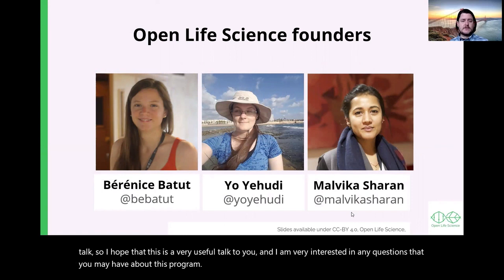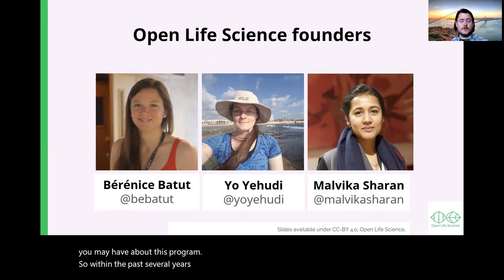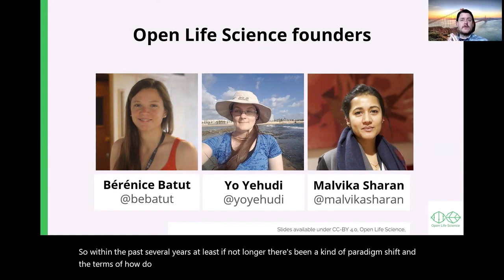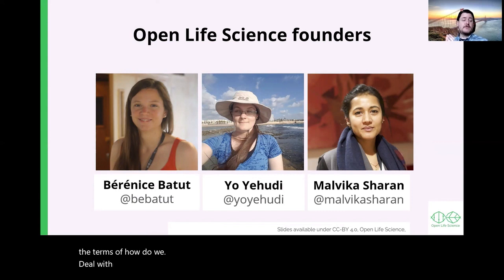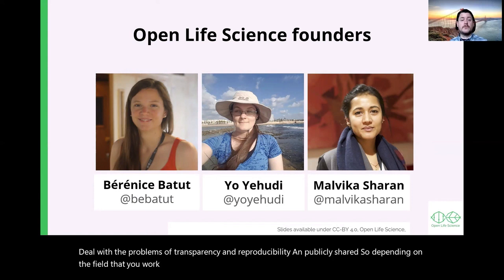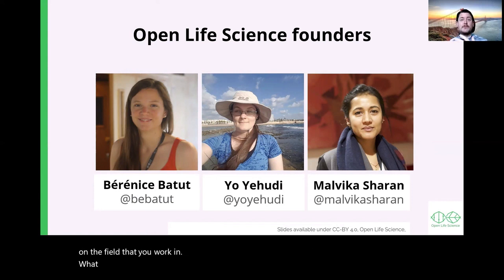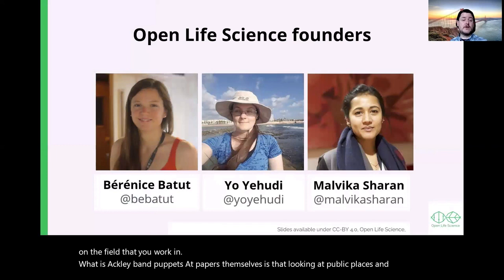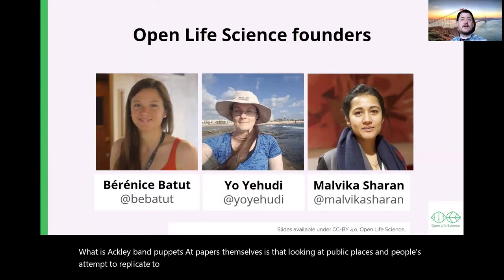So within the past several years, at least, if not longer, there's been a kind of paradigm shift in terms of how we deal with the problems of transparency and reproducibility in published research. Depending on the field that you work in, looking at published research and people's attempts to replicate the results, the actual percentage of repeatable experiments that reproduce the result has been strikingly low.